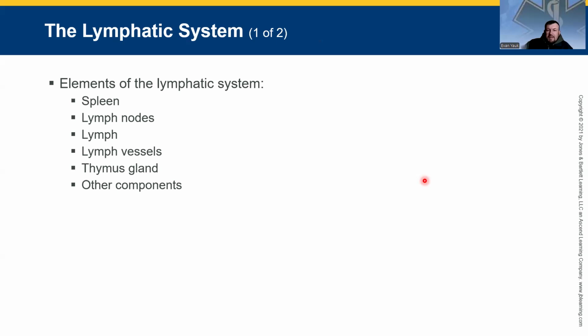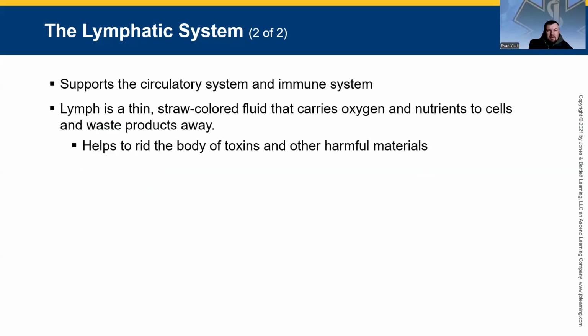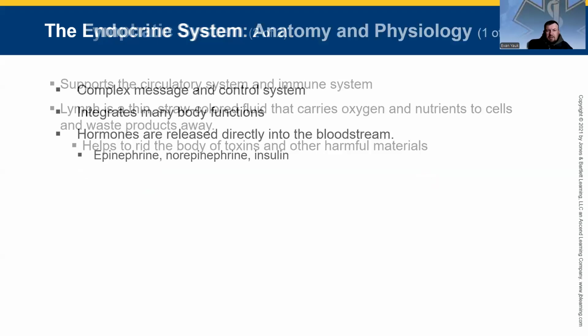Elements of the lymphatic system are your spleen, lymph nodes, lymph vessels, thymus gland, and other components. It supports the circulatory system and immune system. Lymph is a thin, straw-colored fluid that carries oxygen and nutrients to the cells and waste products away. It helps to rid the body of toxins and other harmful materials.